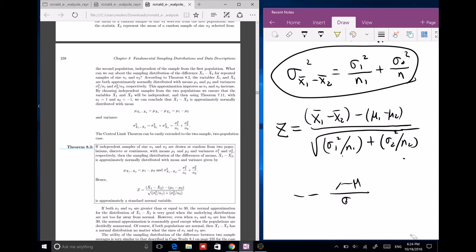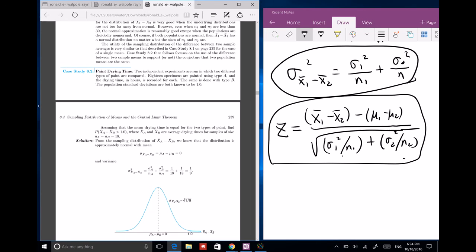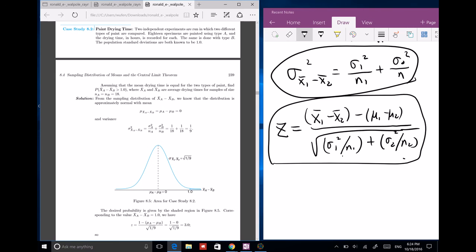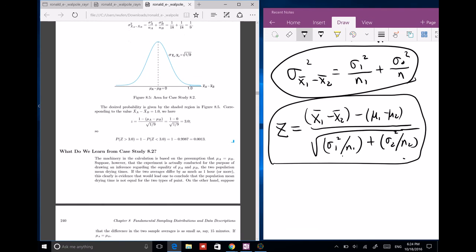So now we have the z-score, and once we are given x1 bar and x2 bar, we can use this formula to find the z-score. Then you do the example. Case study 8.2 is pretty simple. It's an application of the z-score, and you can look at how you apply this formula. First, mu1 minus mu2 gives you mu equals 0, since parts a and b have the same mean value. Then n1 equals n2 equals 18. Find the standard deviation sigma, then use this formula to find the z-score and find the probability.